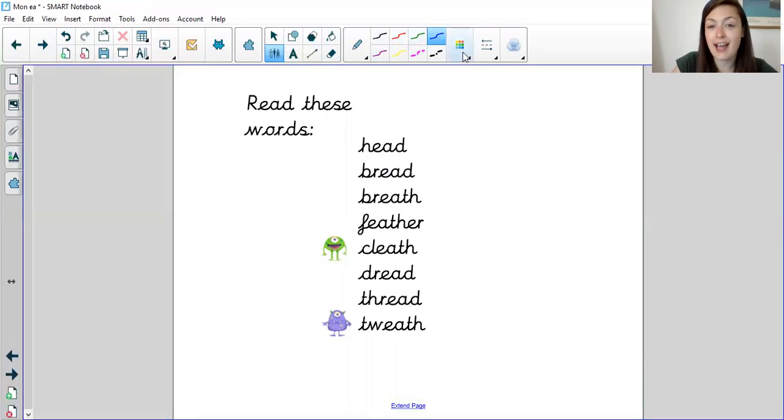So let's read some real and alien words. You read it first, and then I will put the sound buttons on. Are we ready? This word. That's right. Head. Oh, love this food. What's this word? Bread. Bread. Ooh, what about this word?